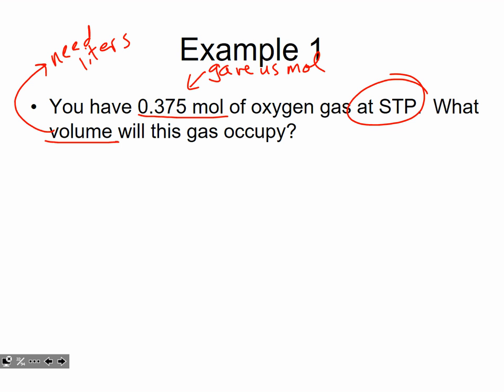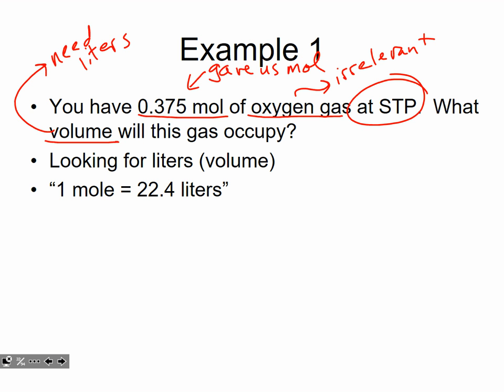It also told us that it's oxygen gas. However, that is completely irrelevant. It doesn't have to be oxygen. It could be carbon dioxide, it could be nitrogen, could be anything. So it gave us moles, we're looking for liters. So we can use the 1 mole is equal to 22.4 liters of a gas at STP. This is our conversion factor. Again, doesn't matter the gas.